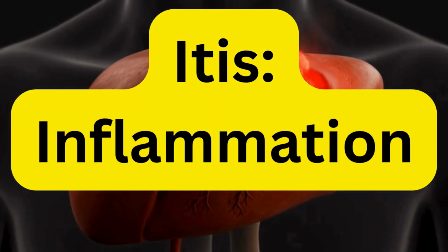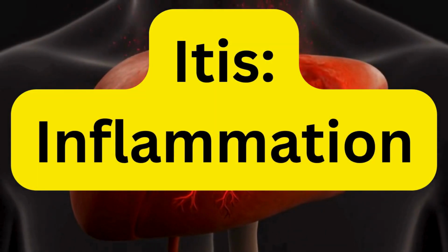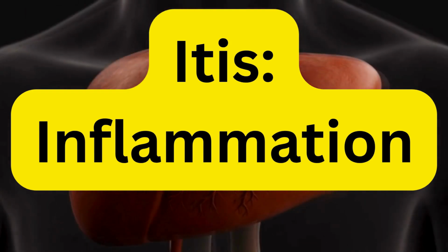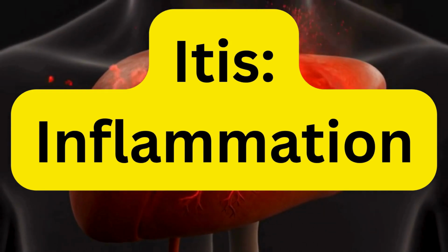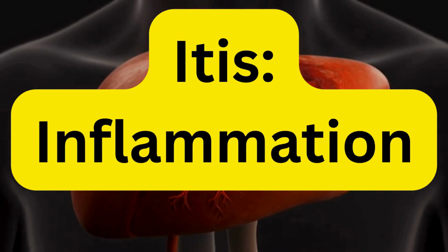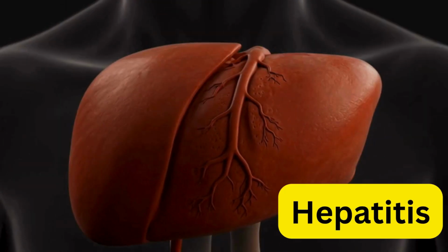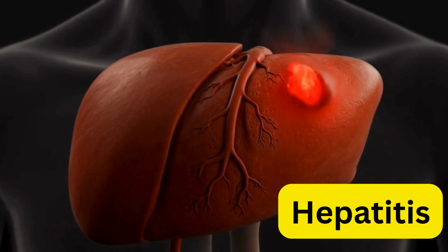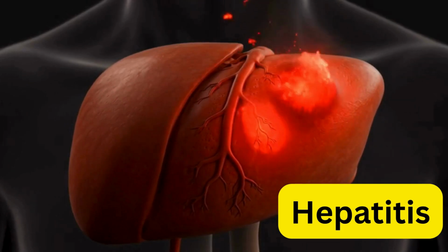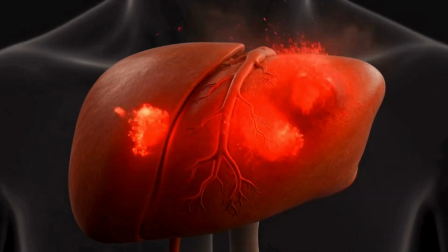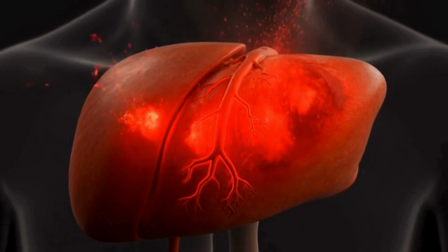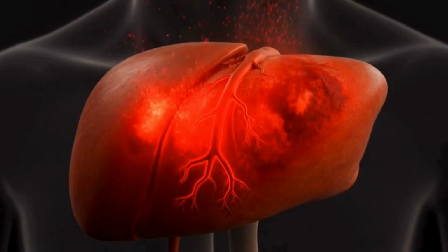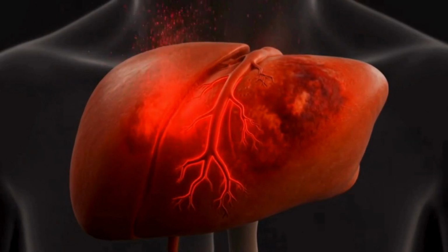The first suffix we have today is the suffix itis. Now, itis means inflammation. So as a suffix, it always comes at the end of the word. So let's take this example, hepatitis. When we read a medical term, we actually read it in reverse. So we start at the end with the itis and then go back to the beginning. So itis is an inflammation and hepat refers to the liver. So hepatitis is an inflammation of the liver.